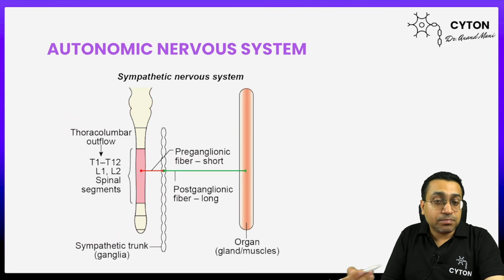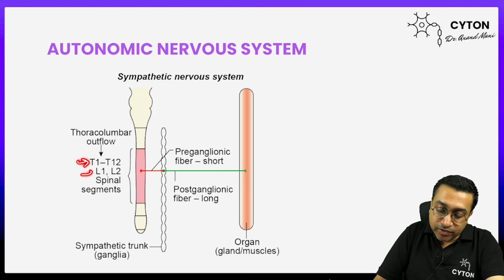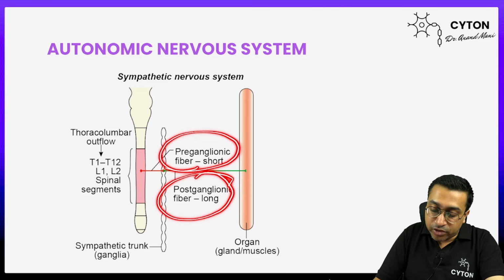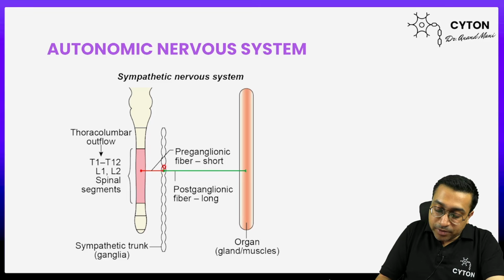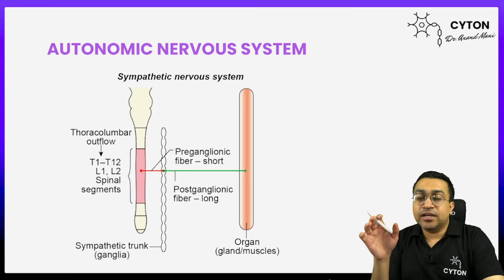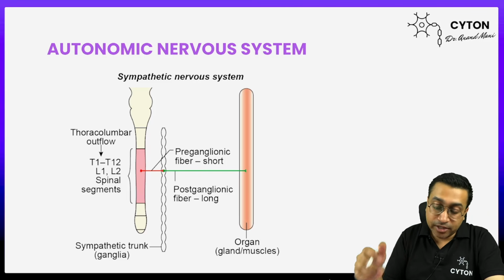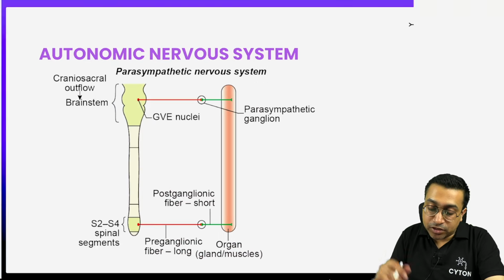Okay, so the sympathetic nervous system is also known as the thoracolumbar outflow, which you can see, T1 to T12, L1, L2 spinal segments. You have a preganglionic fiber and a postganglionic fiber. This is the sympathetic trunk, which you can see. We will discuss this in quite detail region-wise, so that's the reason why I am not talking about it in detail too much here. Ultimately you have to see the organ, that is the gland or the muscles.